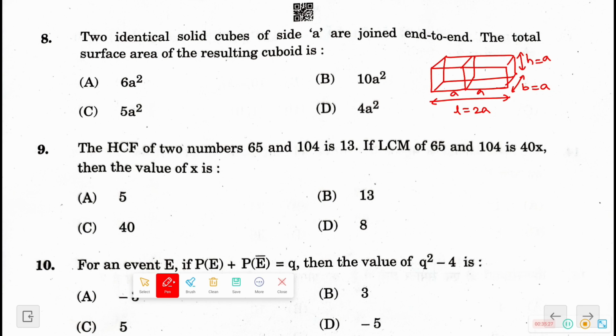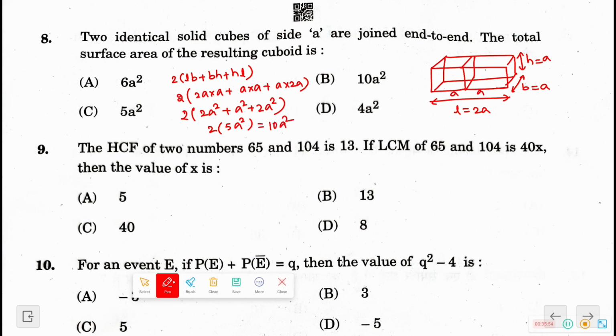Now we have to find the total surface area. Total surface area is 2 into (LB + BH + HL), that is 2 into (2A into A + A into A + A into 2A). That is 2 into (2A² + A² + 2A²), which is 2 into 5A², that is 10A². Option B is correct.